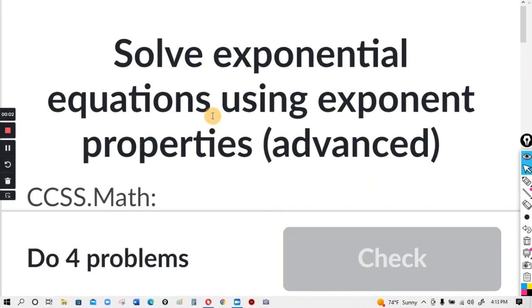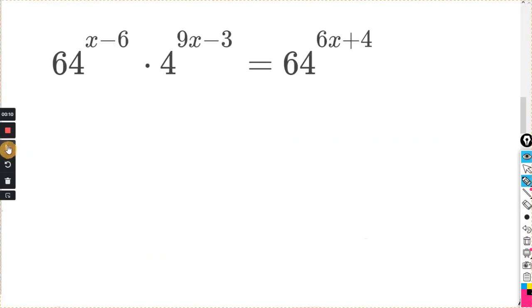This will be for the con exercise. Solve exponential equations using exponent properties, advanced. So they want us to solve this equation for x. Okay, the best bet is to convert the 64 into 4 to the third power.